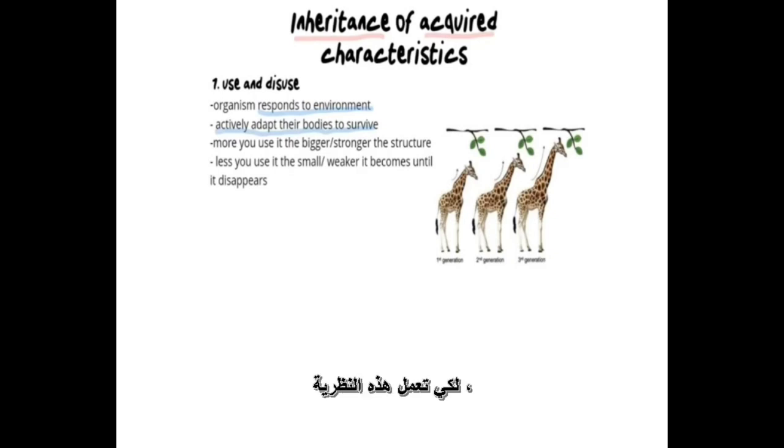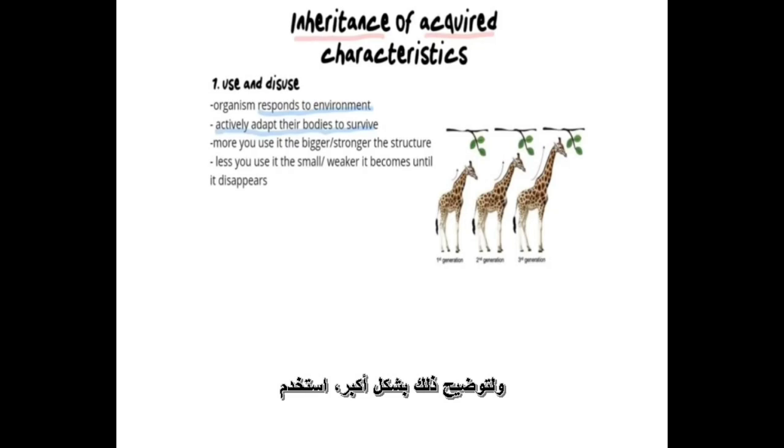And so for this theory to work, an organism would need to actively be able to change their physiology or change their anatomy. And as we know, this is not the case. You cannot will something to happen. You can't will to be taller and then you're going to grow taller.